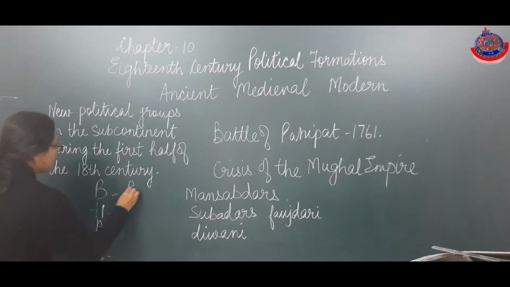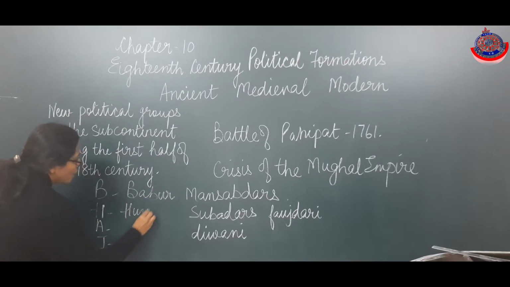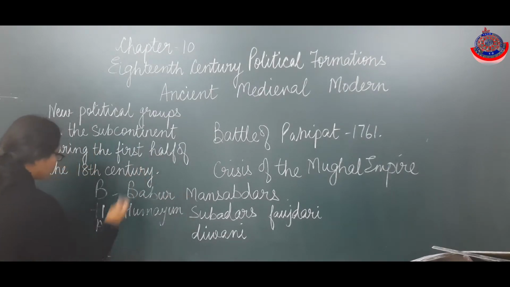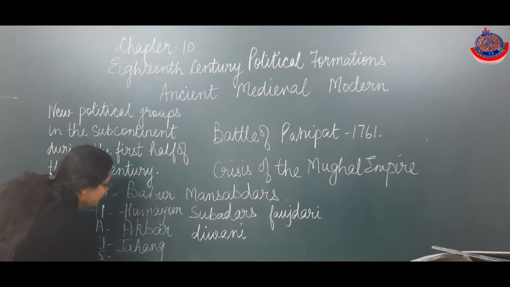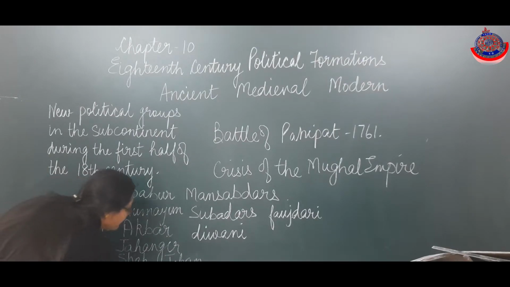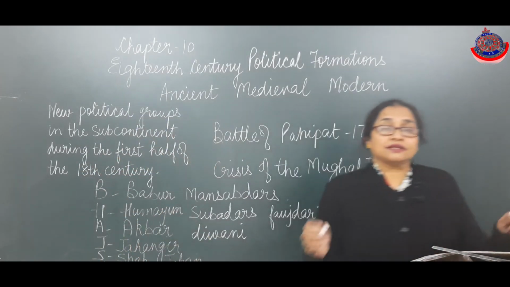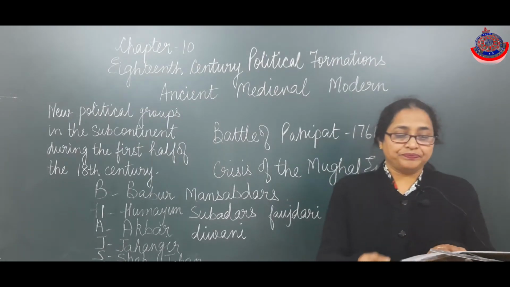B for Babur, H for Humayun, A for Akbar, J for Jahangir, S for Shah Jahan, and A for Aurangzeb, the last powerful ruler of the Mughal Empire.